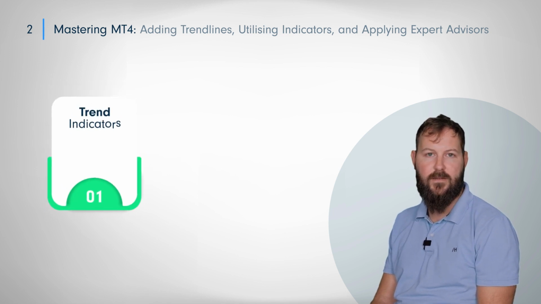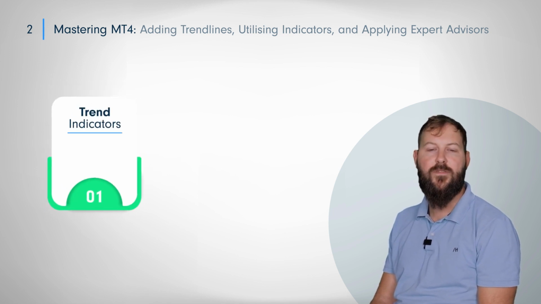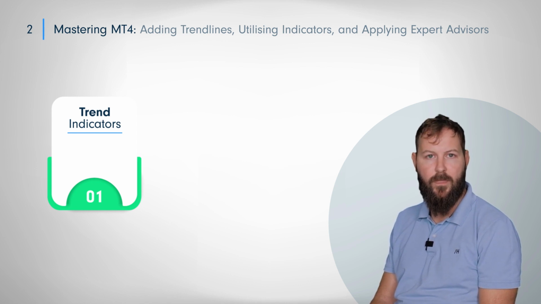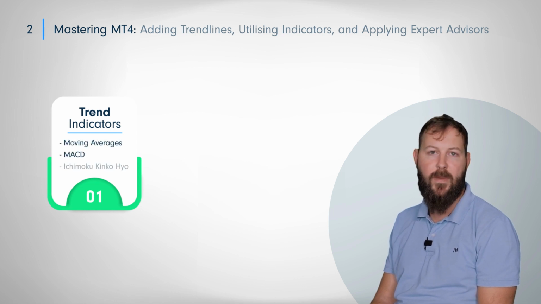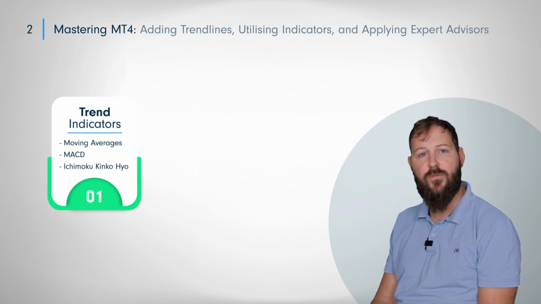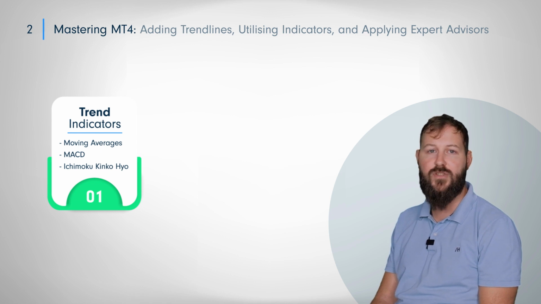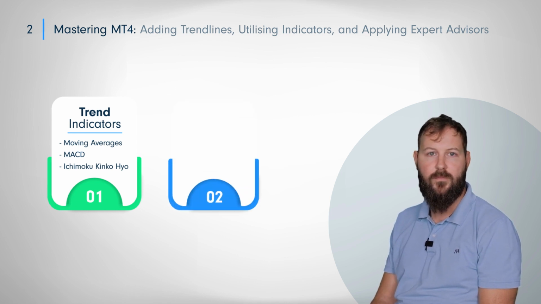Trend indicators, used to help identify the overall directional movement of an asset over a period of time. A few examples of trend indicators include moving averages, MACD, Moving Average Convergence Divergence, and Ichimoku Kinko Hyo.